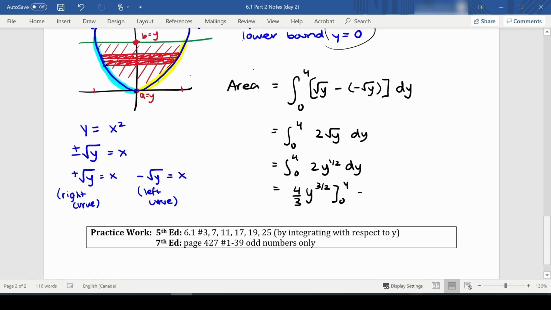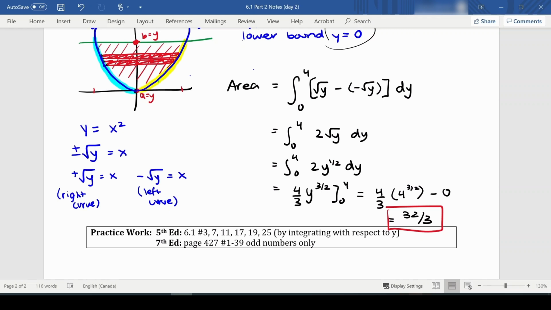I'm running out of space here, so I'm just going to keep doing this to the side. So I get 4 over 3 times 4 to the 3 over 2 minus 0, which gives me 2 cubed, which is 8, times 4, which is 32 over 3, which is the same answer we had before, which is what we should have because it is the same area. We're just looking at it from a different perspective.